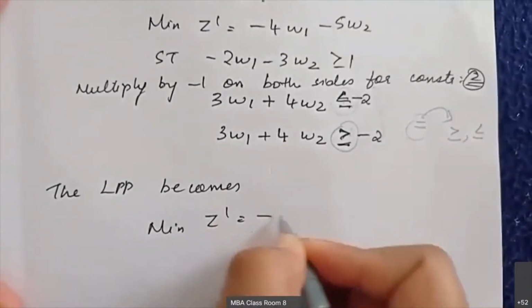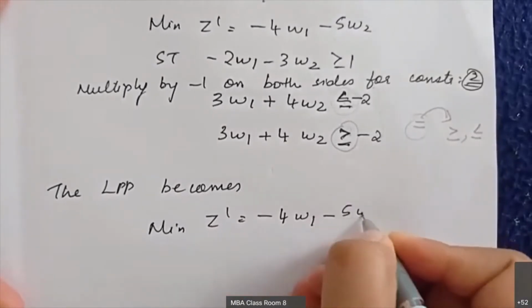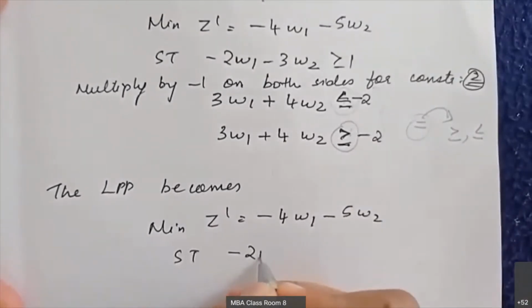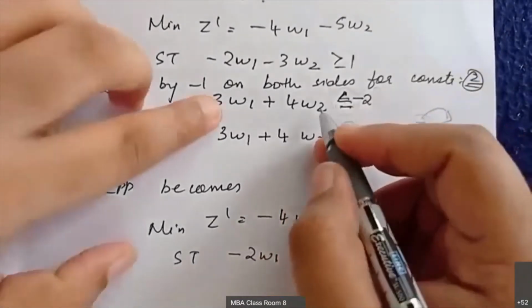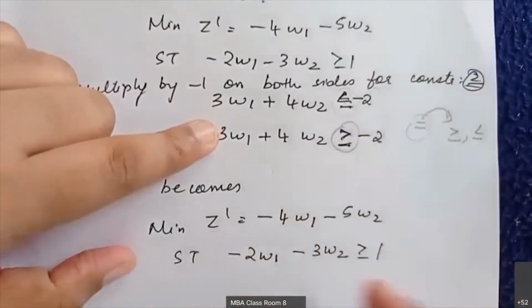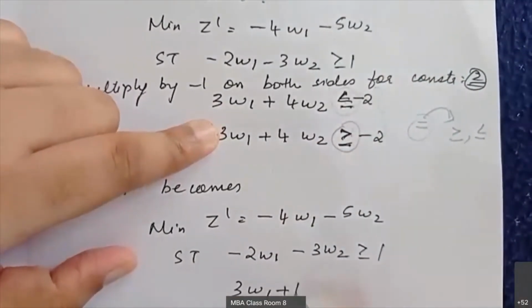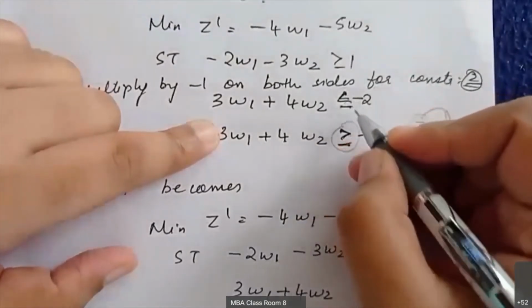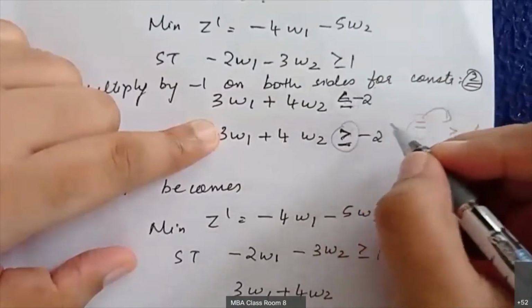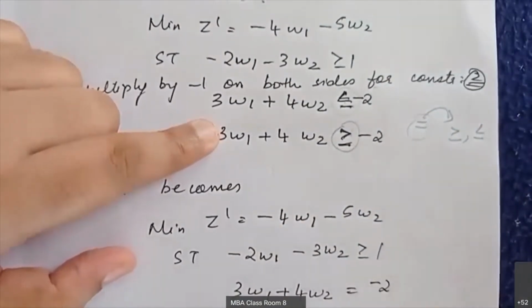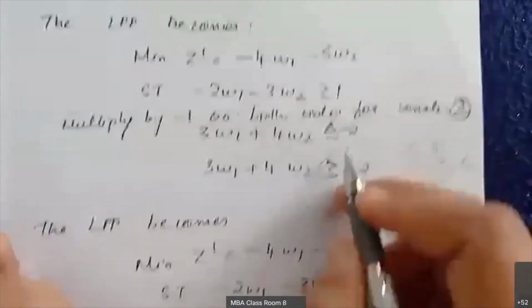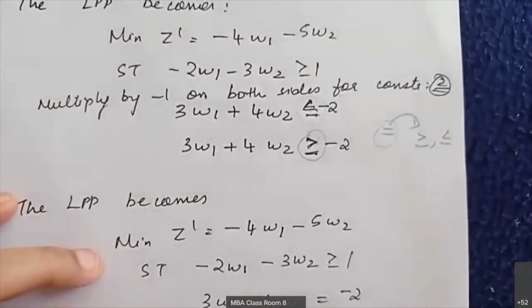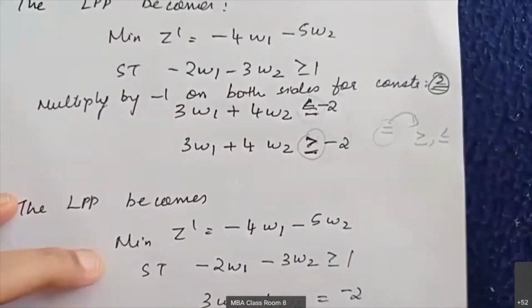So again the LPP becomes: minimization z dash is equal to -4. There is no change for the objective function. Subject to, the first constraint also remains the same, greater than or equal to 1. The second and third constraints I'm just joining into one. So it becomes 3W1 plus 4W2. Instead of less than or equal to and greater than or equal to, I can convert it into a single equal to sign, equal to -2. And W1 is greater than or equal to 0. W2 is unrestricted in sign.